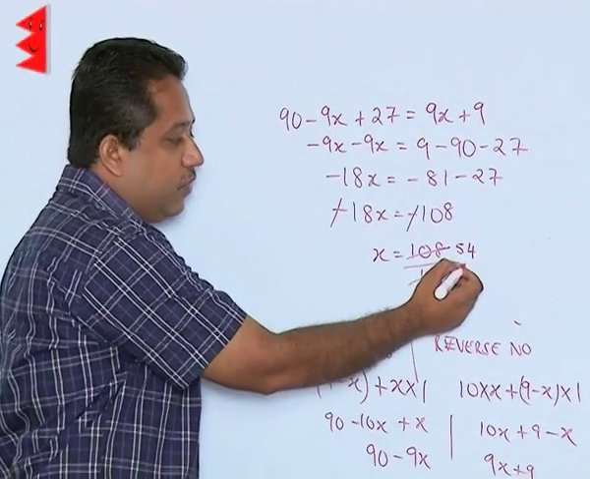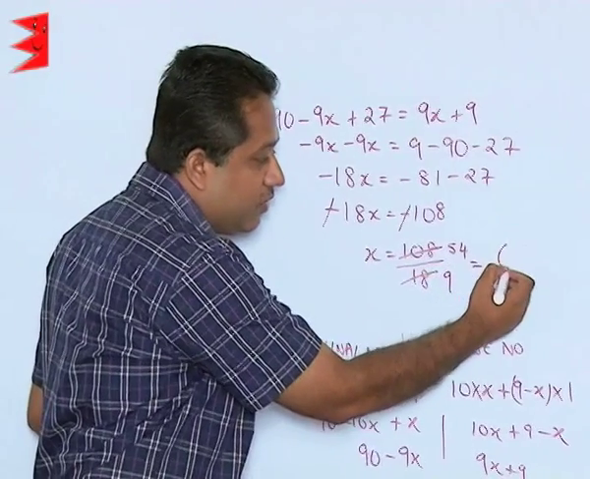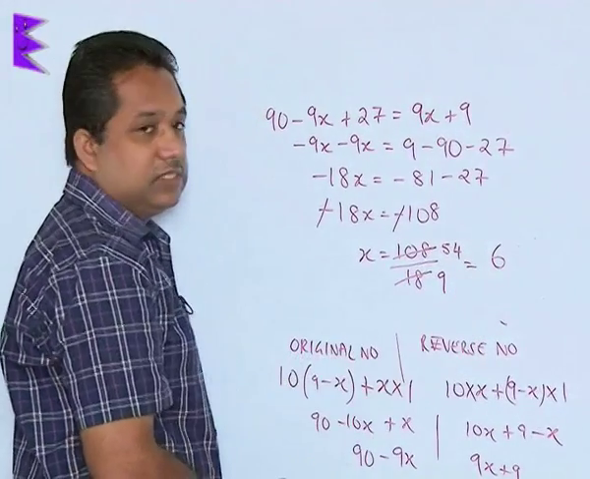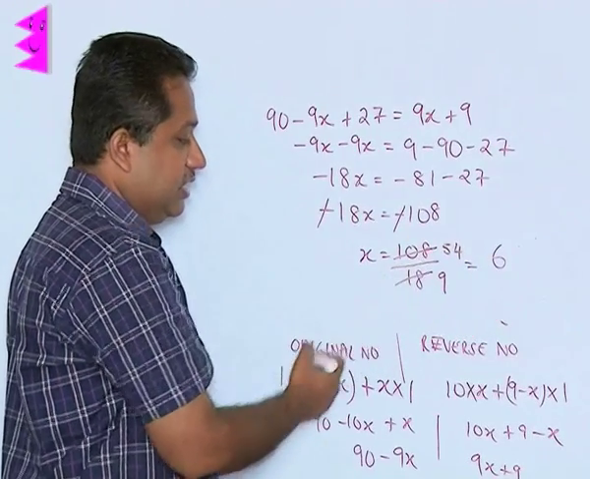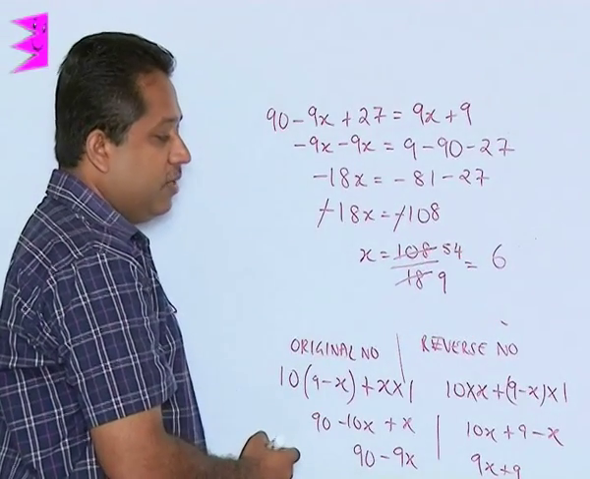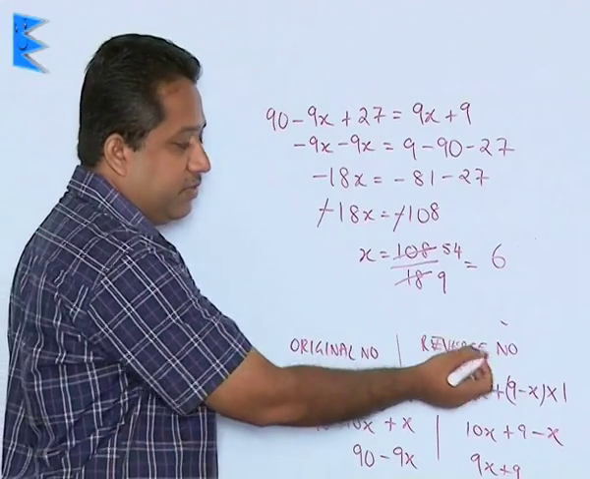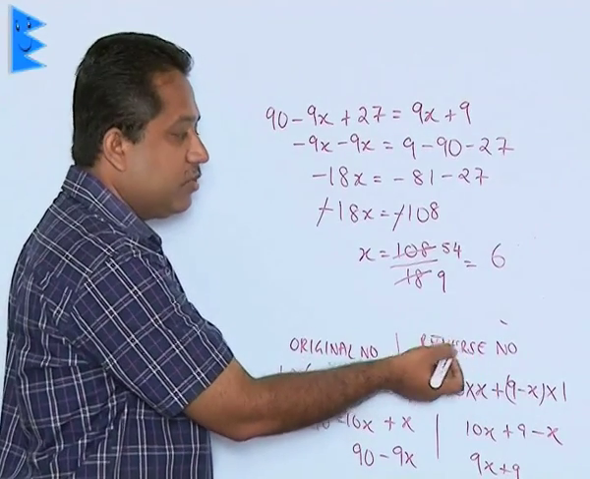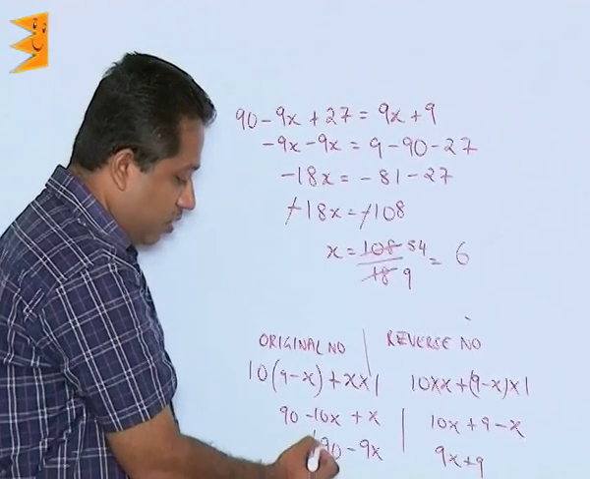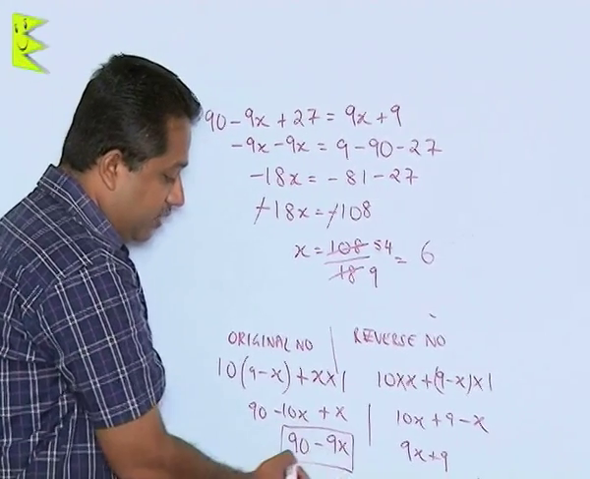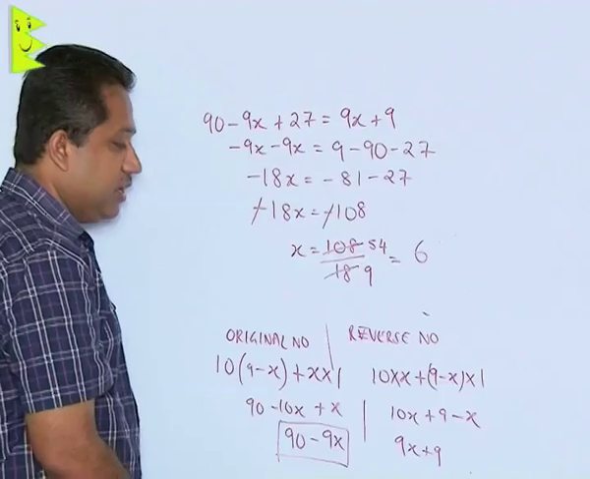So, we get 54 upon 9. Therefore, the value of x will be 6. Now, since we get the value of x as 6, it is easy for us to find the original number and the reverse number. As per the question, what is the original number? You can substitute the value of x in 90 minus 9x to get the original number.